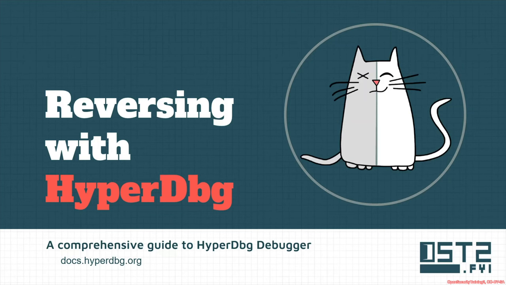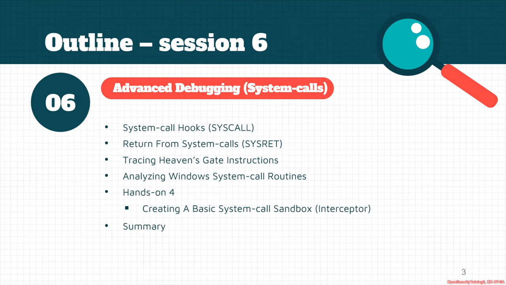In this part, we're gonna see how we can debug system calls and sysret. Here is a quick overview of what we're gonna see. We're gonna see system call hooks and sysret hooks. Then we dig into tracing Heaven's Gate mechanism and Heaven's Gate instruction in Windows. Another thing is that we're gonna analyze a Windows system call routine to see what happens whenever a syscall is executed in Windows. And we have a hands-on, which is creating a basic system call interceptor.